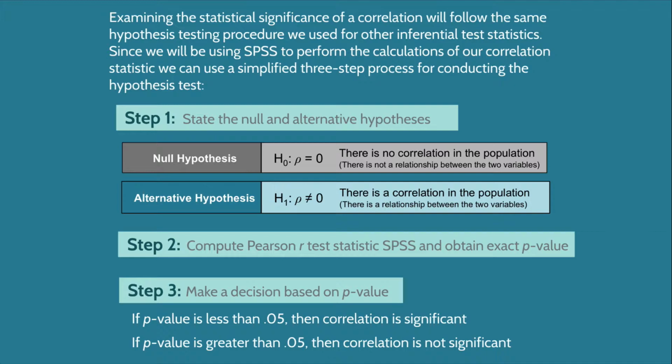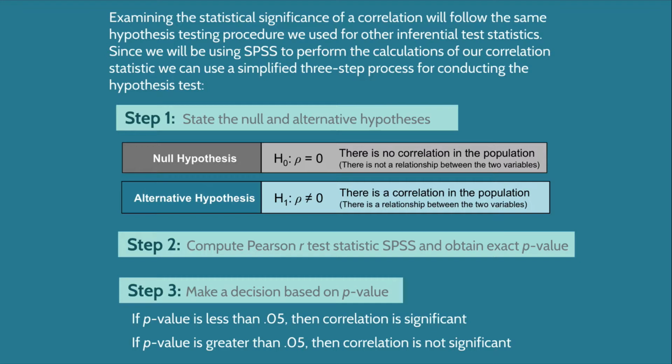Examining the statistical significance of a correlation will follow the same hypothesis testing procedure we use for other inferential test statistics. Since we'll be using SPSS to perform the calculations of our correlation statistic, we can use a simplified three-step process for conducting the hypothesis test. In step 1, we would simply state the null and alternative hypotheses.